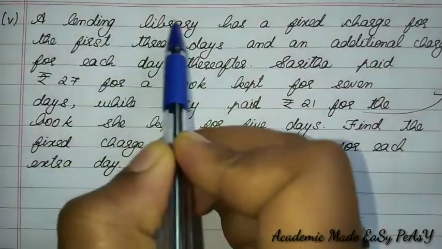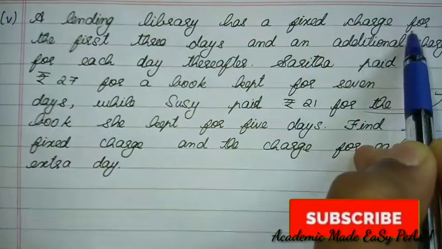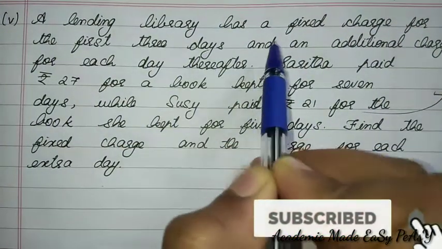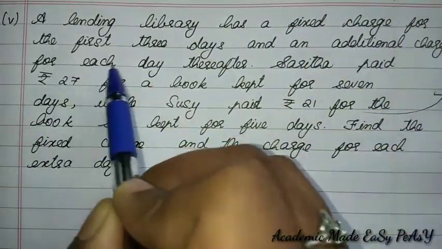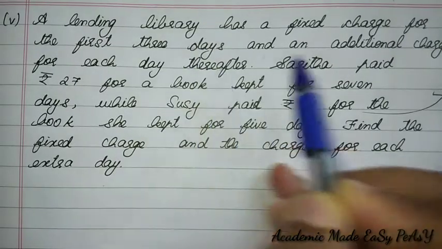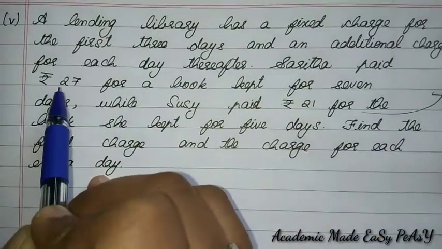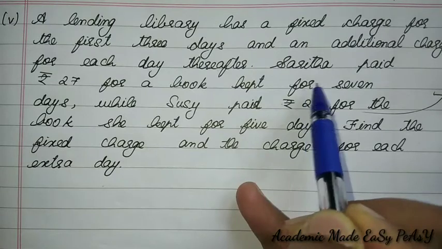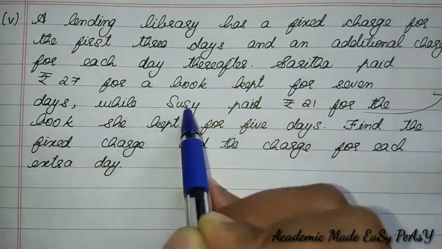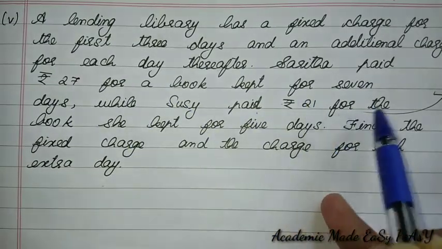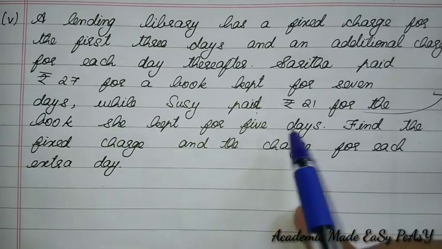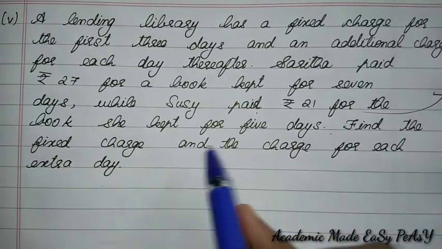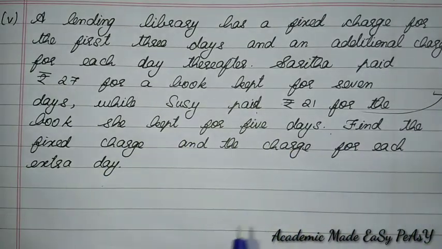Subdivision 5. A lending library has a fixed charge for the first 3 days and an additional charge for each day thereafter. Sarita paid rupees 27 for a book kept for 7 days, while Susy paid 21 for the book she kept for 5 days. Find the fixed charge and the charge for each extra day.